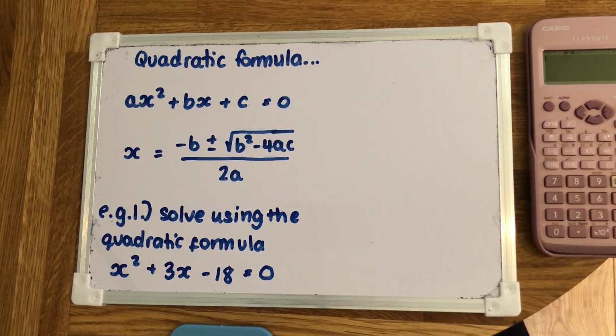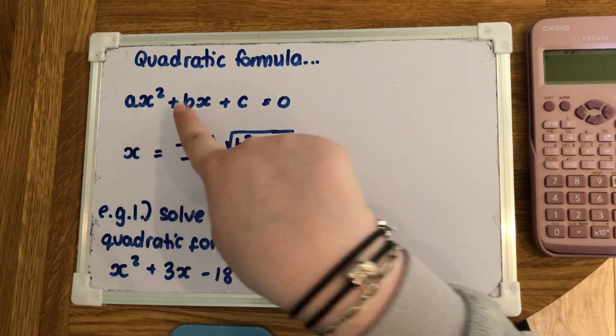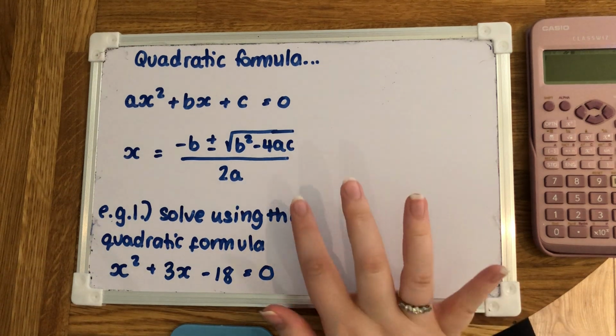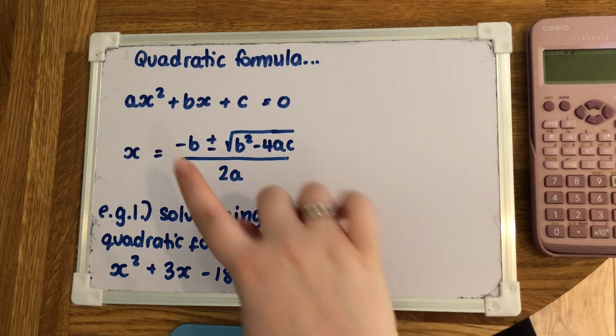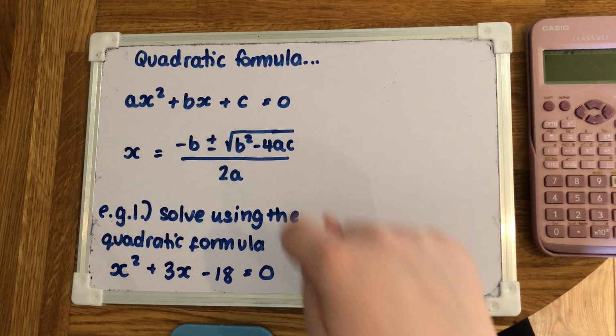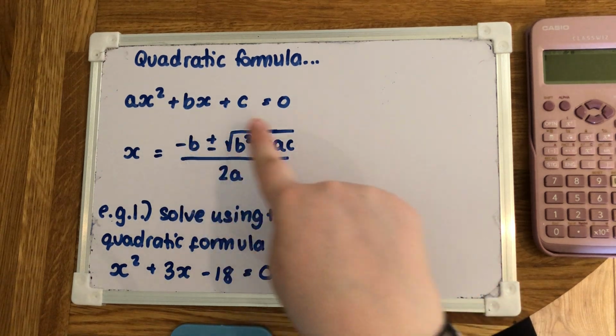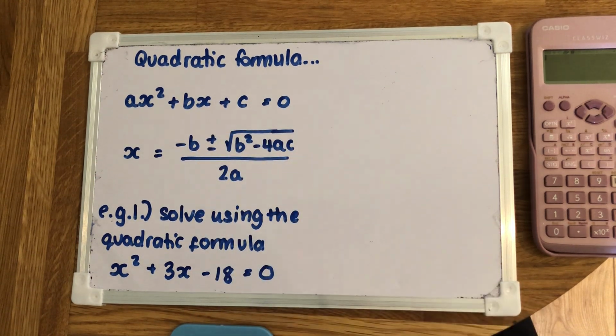Now, to start off with, I have written just letters, and that's because they relate to the formula that we've got here. So whatever numbers we have in front of the x squared, the x, and the number added or subtracted on the end, we can use those in this formula to work out the answers, okay?